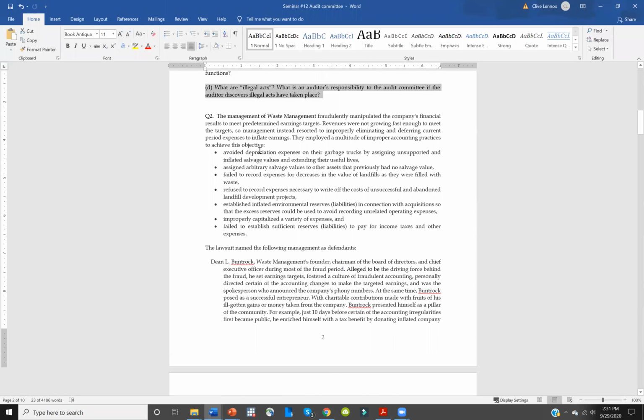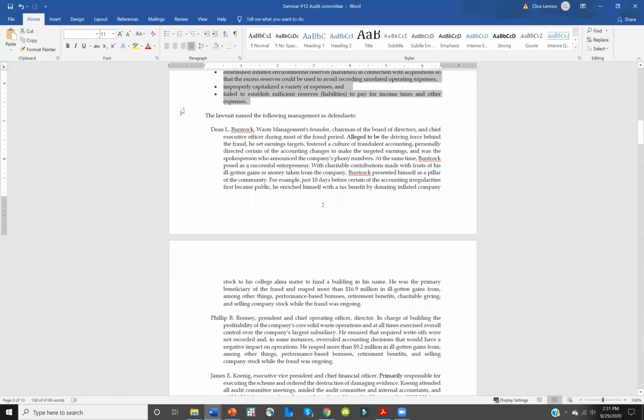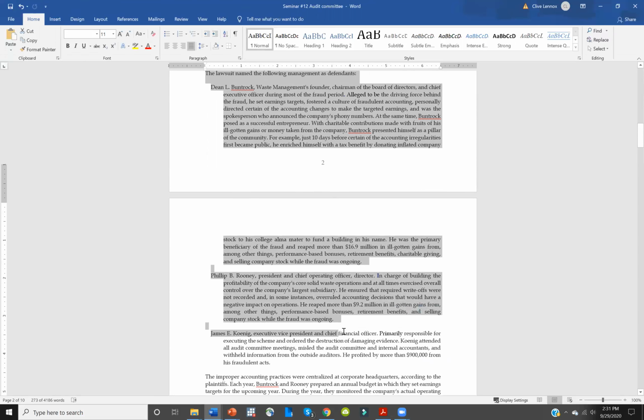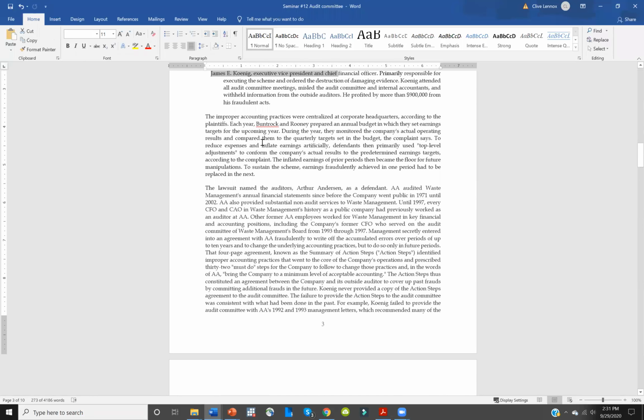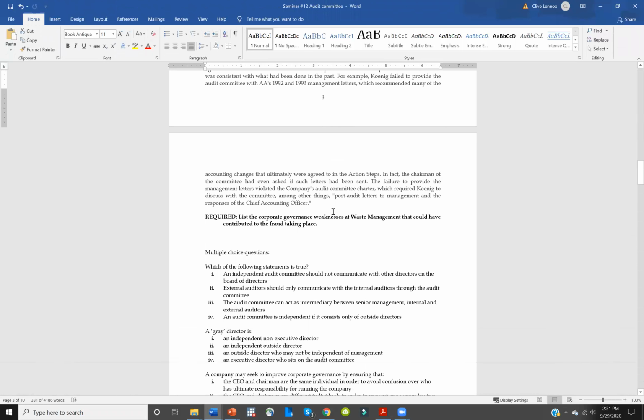Question 2 is about a company called Waste Management that was involved in an accounting fraud. So here it describes the nature of the fraud, what happened. And this is a corporate governance question. So there's some information here about the corporate governance practices at the company. And then the requirement here is for you to identify the corporate governance weaknesses at Waste Management that could have contributed to the fraud taking place. All right, so that's question 2.